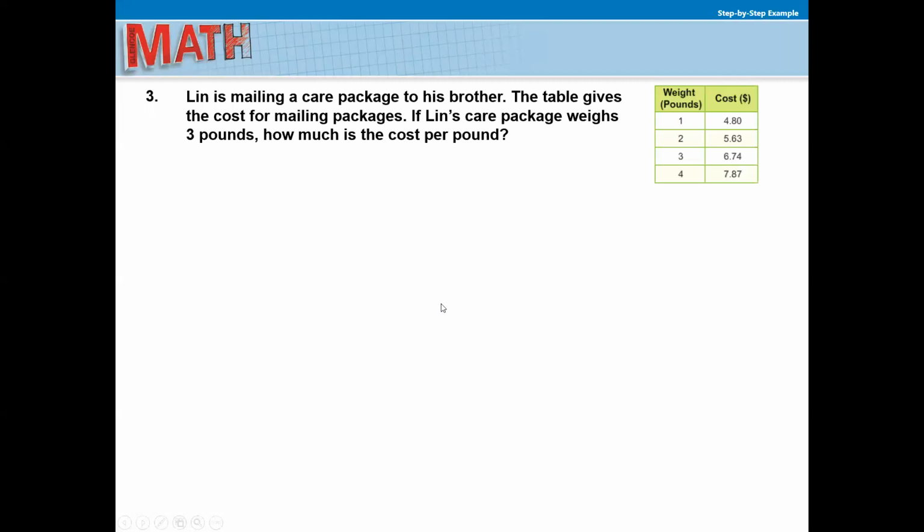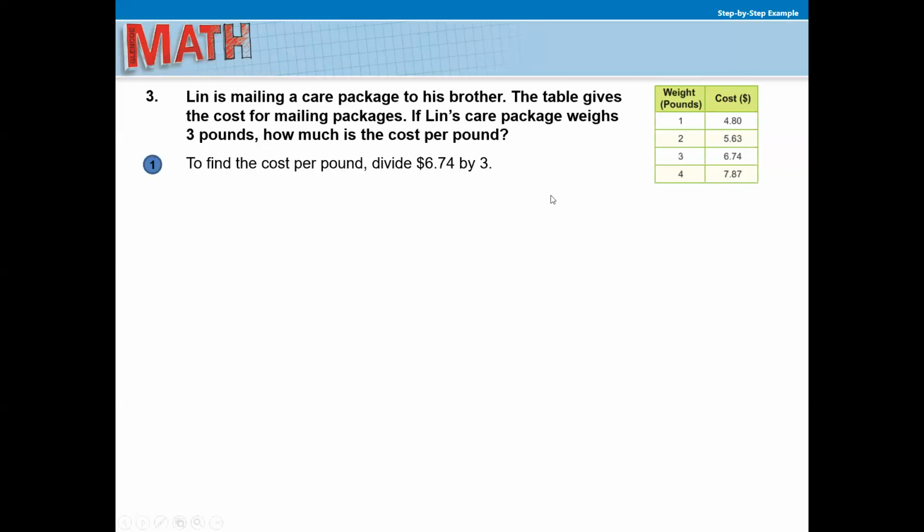Number 3, Lynn is mailing a care package to his brother. The table gives the cost for mailing packages. If Lynn's care package weighs 3 pounds, how much is the cost per pound? So we have the weight in pounds over here, 1, 2, 3, 4. The cost for 1 pound is $4.80. For 2 pounds, notice that it's not 2 times 480, it's just a little bit more, 563. For 3, it's 674, and for 4 pounds, it's $7.87.